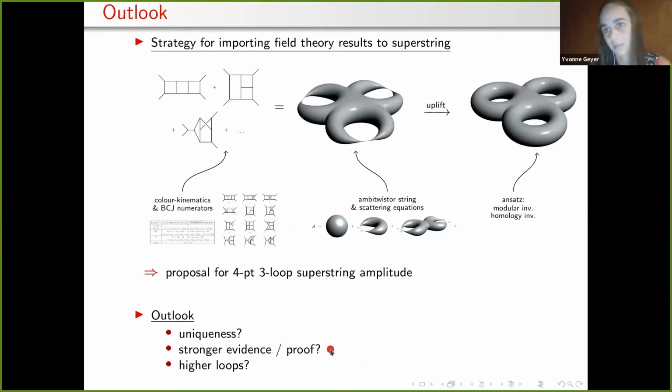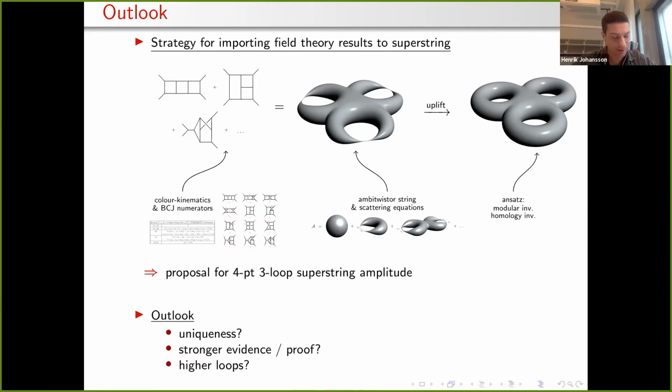So I think those are my 2 answers for what would need to be filled in: either directly from the superstring side, which is very hard, or at least better evidence towards uniqueness of the proposal, and also some details on the steps that I think should be filled in.